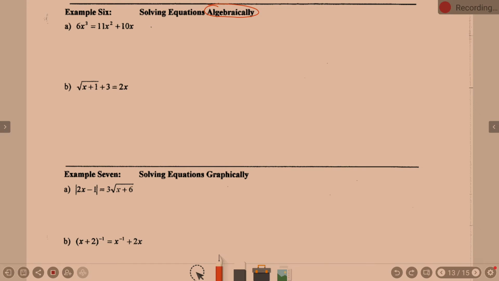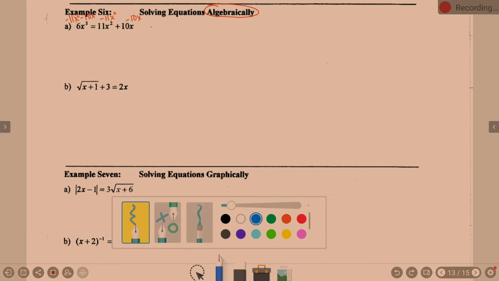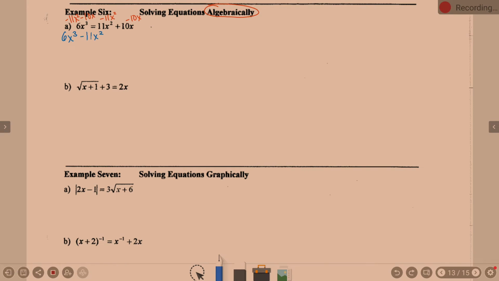Okay, if we equal it to 0, I like to keep my first term positive. I'm not saying you have to. So I'm going to subtract 11x squared and subtract 10x. That's my way of doing things. Yes, it means I have to subtract two things, but I'm okay with that. So 6x cubed minus 11x squared minus 10x equals 0.